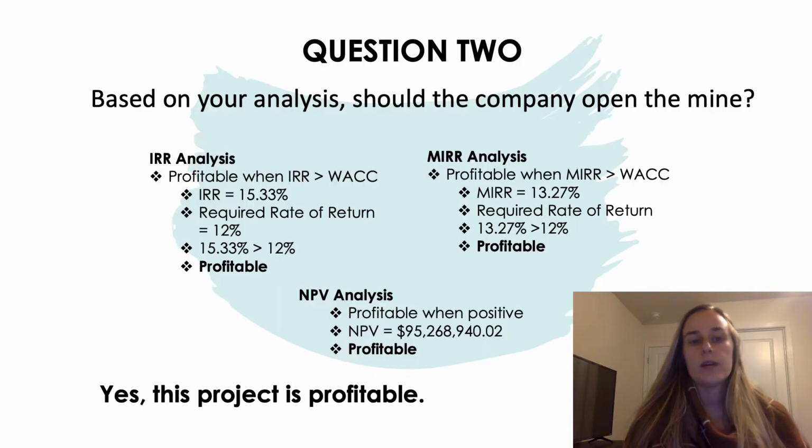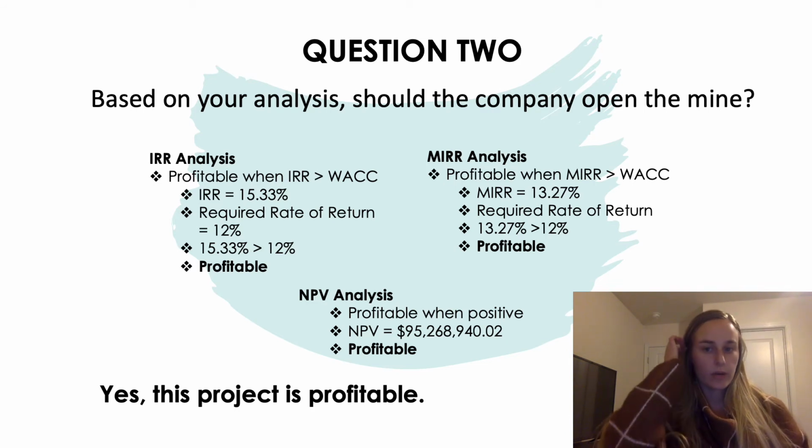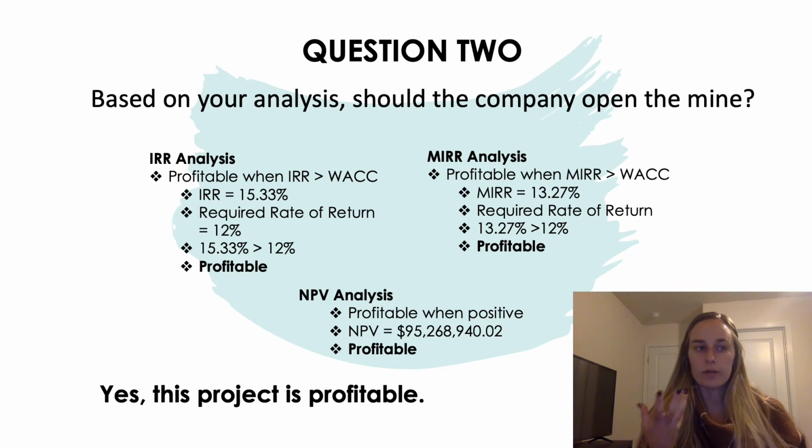Okay, so now getting into question 2, which says, based on your analysis, should the company open the mine? Essentially it's asking us, what do all those numbers mean that we just calculated? And do they tell us that this is going to be profitable for us? So, IRR is profitable when it is greater than our weighted average cost of capital.